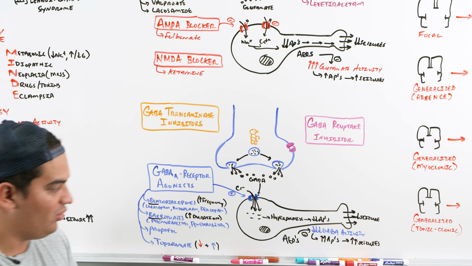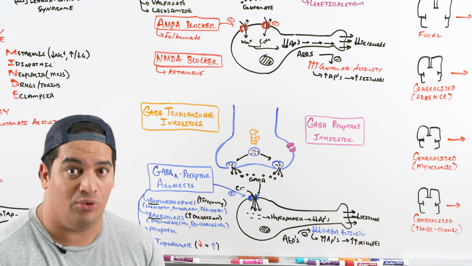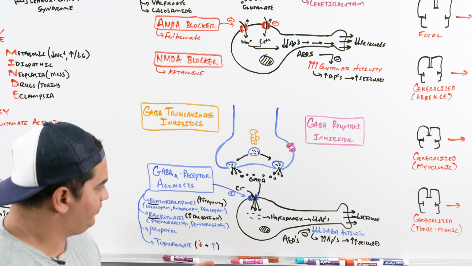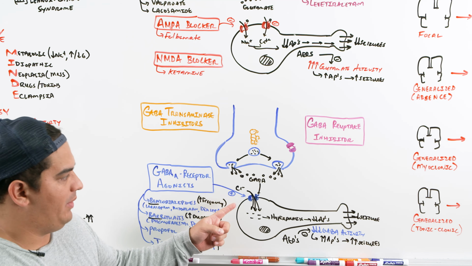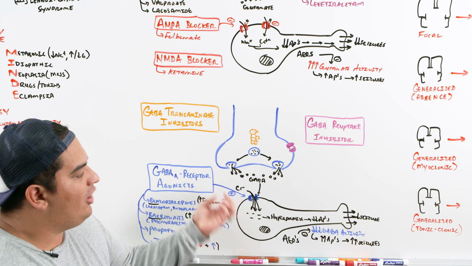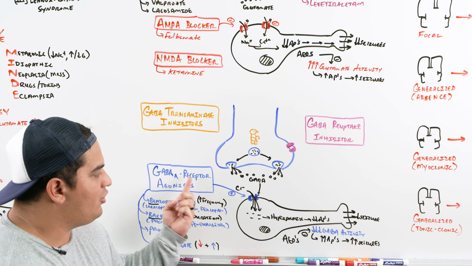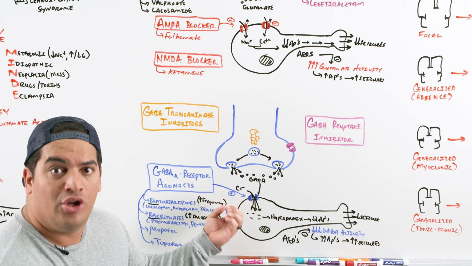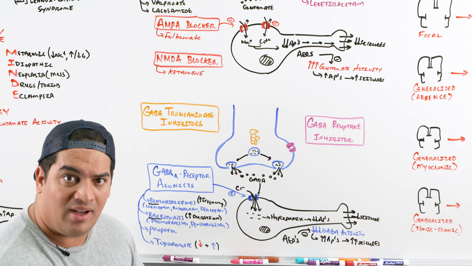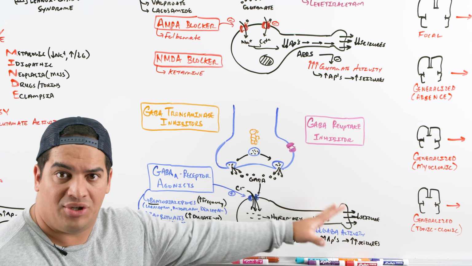And a lot of these drugs do have dual actions. I'm just going to mention a few that are actually pertinent. All right, so there's one way that we can do this. One way that we can increase GABA activity is by giving drugs that bind onto the GABA-A receptor to open it up, cause chloride ions to influx in there, and cause hyperpolarization, decrease action potentials.